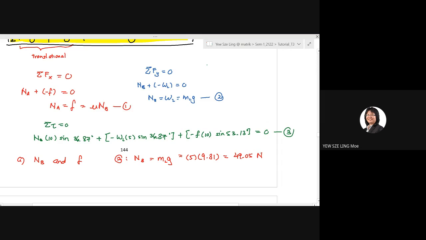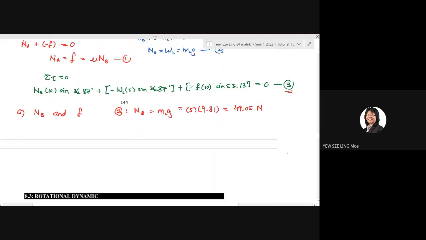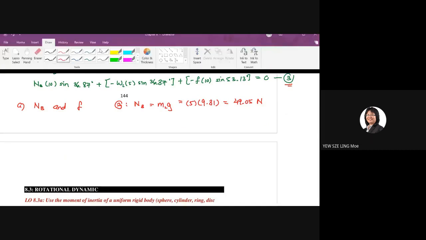Then how about the frictional force? Let's see, can I solve for the frictional force? Yes, I can. So how? Now you look at equation 1. Equation 1 seems like you cannot use it, because you don't have the value of NA. Equation 2, we used it to determine NB already. So the only choice that we have right now is equation number 3. So let's use equation number 3 to find the value of the frictional force.